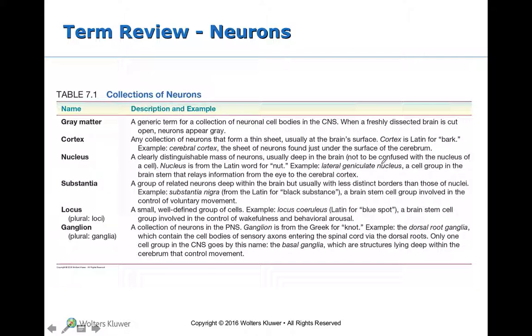The substantia is a group of related neurons deep within the brain, but usually with less distinct borders than those of nuclei, for example, the substantia nigra. Locus is a small, well-defined group of cells, and ganglion is a collection of neurons in the peripheral nervous system specifically. Whenever I use these terms, I'll use them in context, so I'll point out when we start talking about the substantia nigra and the red nucleus, regular cortex, gray matter versus white matter. We'll go through these in time.